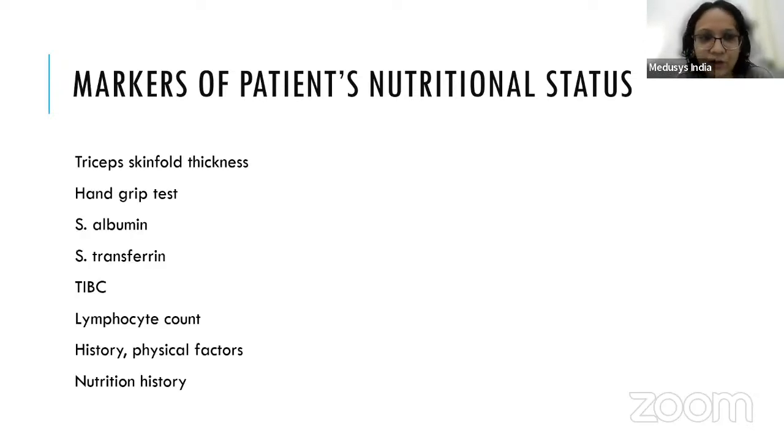So this was an excellent answer. Actually, this was a kind of tricky question. So yes, there are traditional measures like triceps skin fold thickness, hand grip test, albumin, transferrin, total iron binding capacity, and lymphocyte counts. But majorly we don't do all these things. Majorly what we depend on is history, physical examination, and nutritional history.